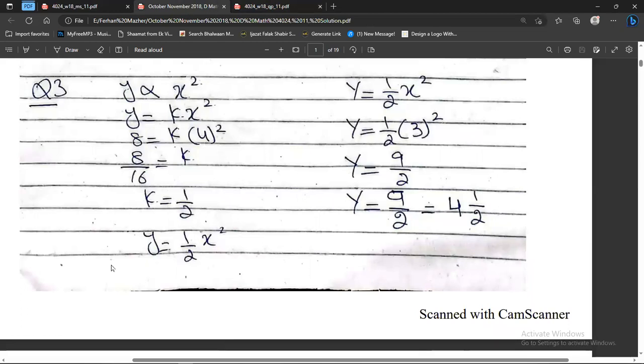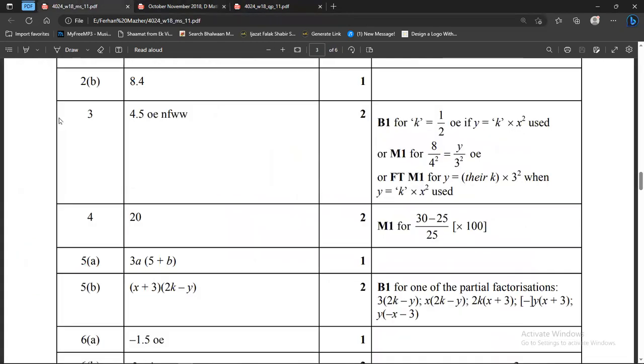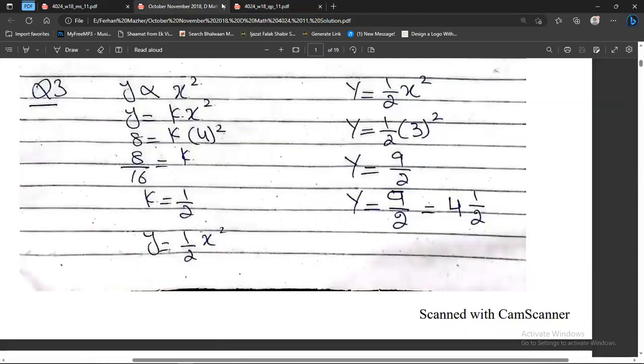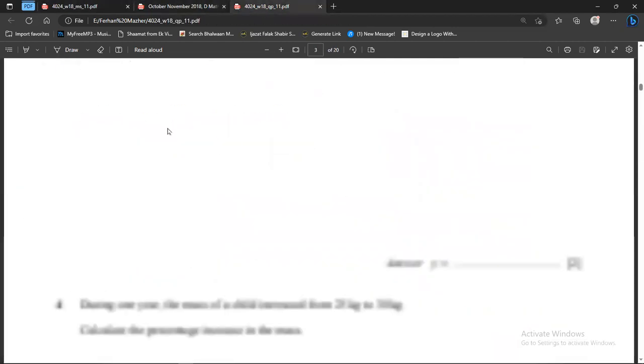So when x is 3, what is the value of y? So y will be equal to 1 by 2 into 3 square. That y will be equal to 9 by 2. So y will be equal to 4 whole 1 by 2, or 4.5. 4.5 is the right answer. This is question number 3.